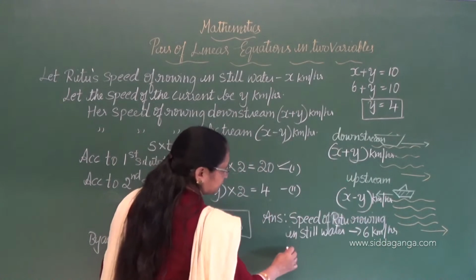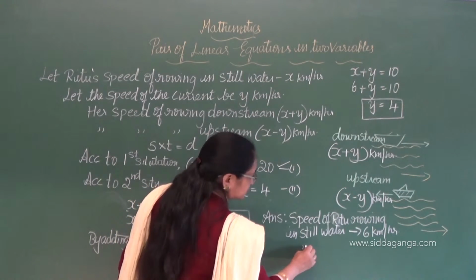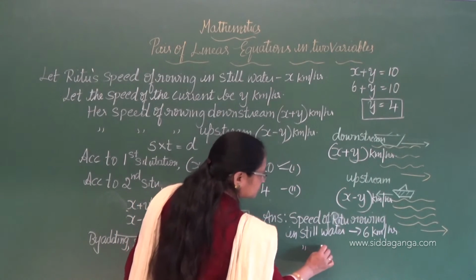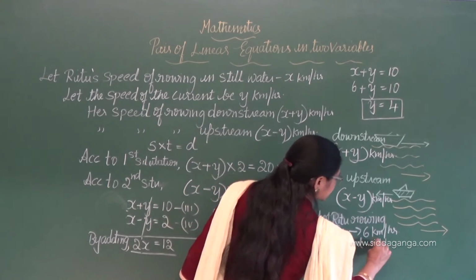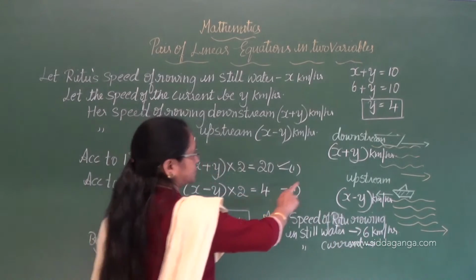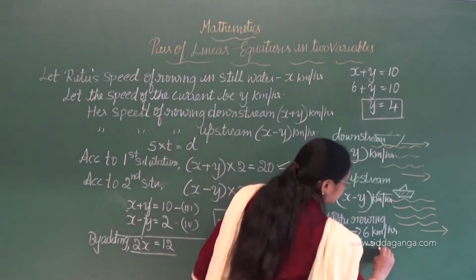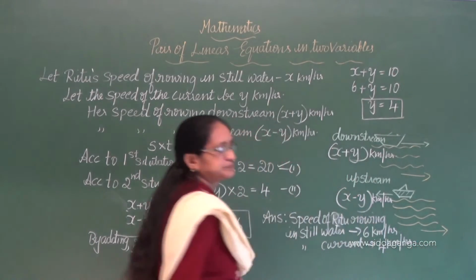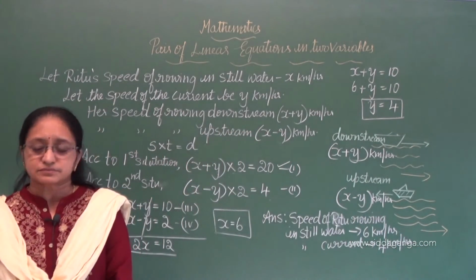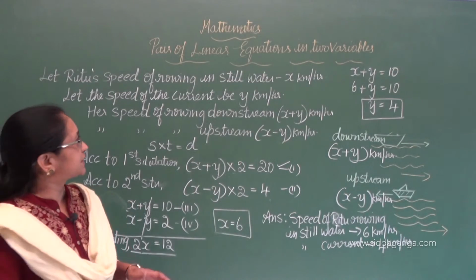Next, in the same way, the speed of the current. The speed of the current is how much? y. y is 4 kilometer per hour. I hope it is clear. Let me explain once again here.